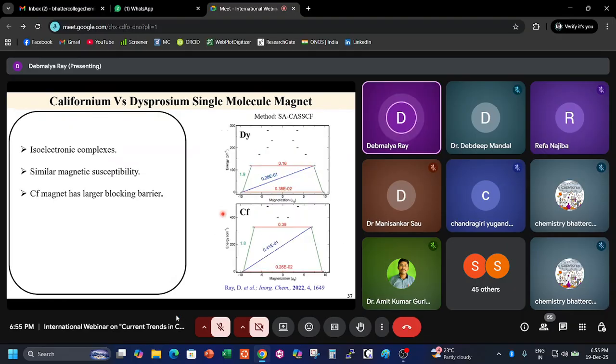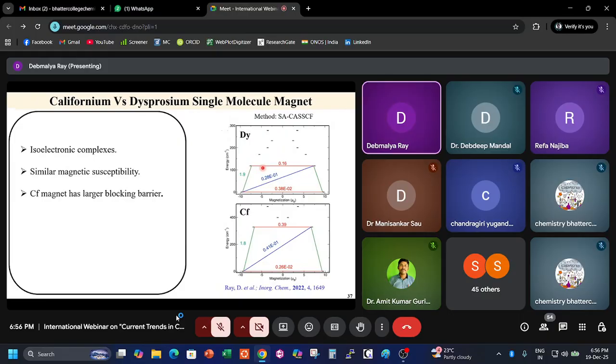Now, we also looked at the magnetic blocking barrier. The plots we are showing here are the magnetization between the minus and plus mod of L plus A states, the J coupled states. And what we found is that for both dysprosium and californium, the magnetic relaxation happened through the first excited state.